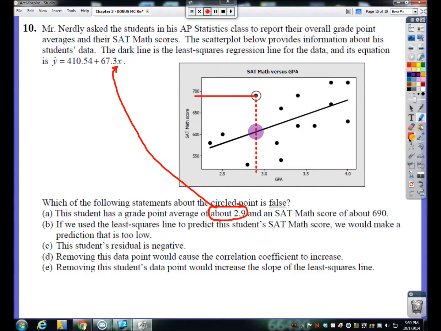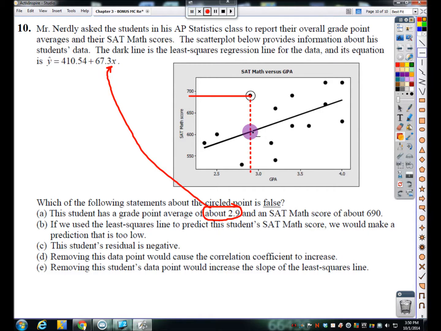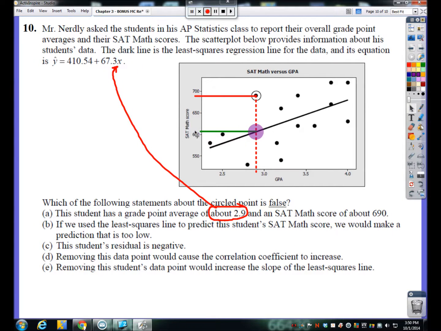So where does that hit the y-axis over here? Well, it hits it a little bit above 600. This would be our prediction. If I were to plug 2.9 into here, I should get something a little bit greater than 600. I'm not actually going to do the math, I'm going to use the graph to make that prediction. So this is what we would predict, something greater than 600. And it says we would make a prediction that's too low. And that's true. This was our prediction, a little bit greater than 600. He really scored a 690. So yeah, we underestimated.